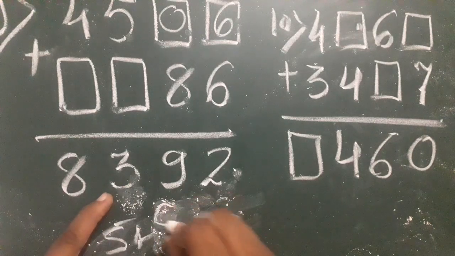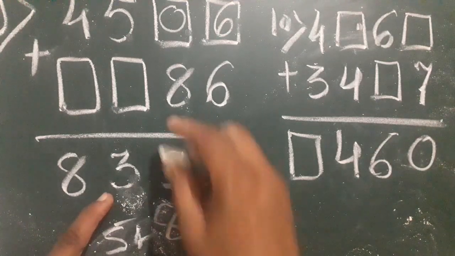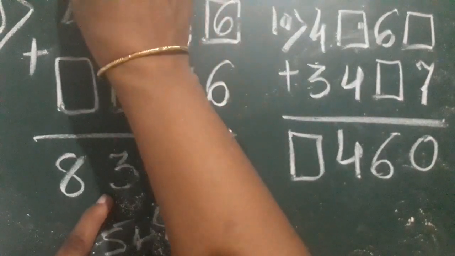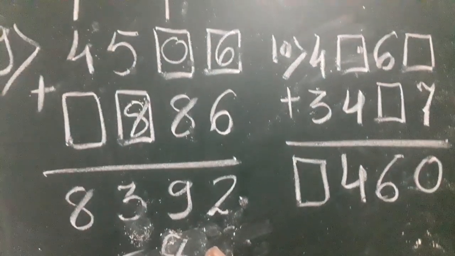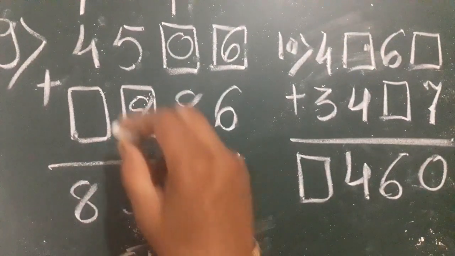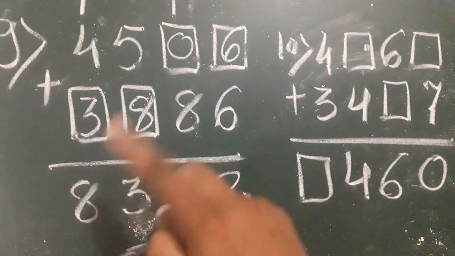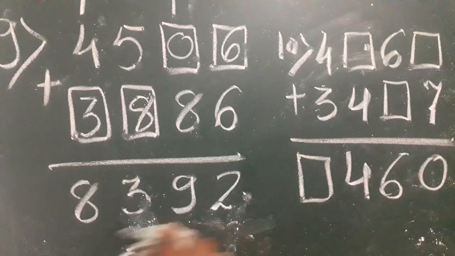Then 5 plus 8 is 13, and in 13 the ones place is 3. So very well you can write 8 here. So 5 plus 8 is 13, 1 carry over. So 4 plus 1 is 5, and 5 plus which number is 8? So 5 plus 3 is 8. So here you have these numbers. Fine. Let's go with another question.